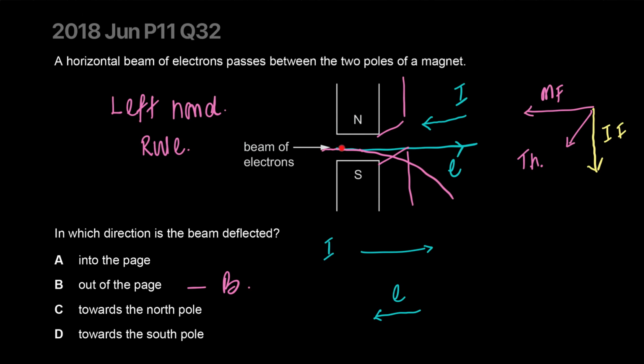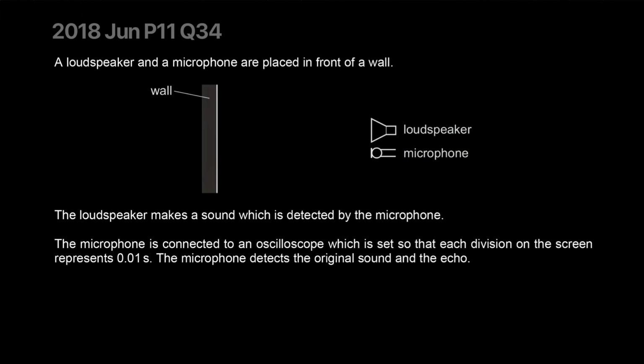If a wire carrying a current like that is going to move out of the page like that, because each electron is being pushed away because of the magnetic field, what is going to happen to the same beam of electrons if only the wire was absent? So the answer is B. This question is in two parts. So the other half of the question is on the next page.